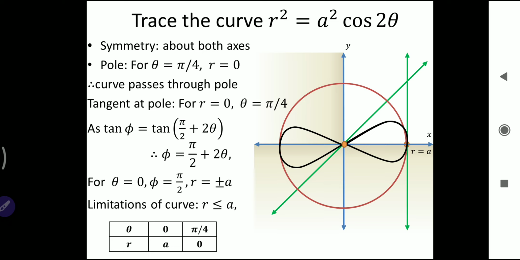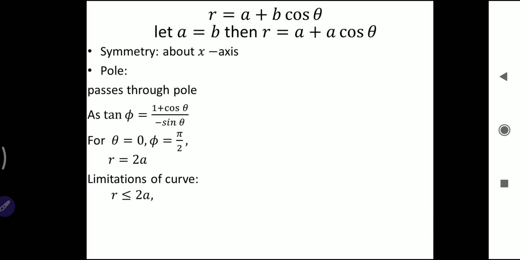Okay, so let us move to the next curve. r is equal to a plus b cos theta. Here we are taking a and b as the same. So what you are going to have is r is equal to a plus a cos theta, or we can say it is r equal to a into 1 plus cos theta.